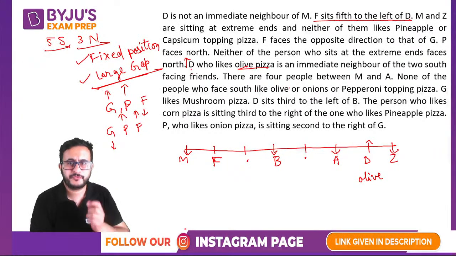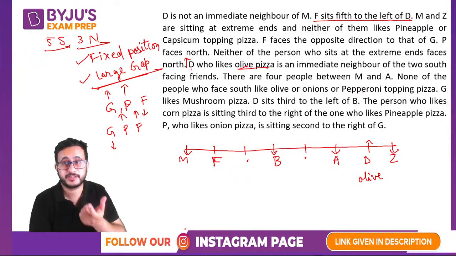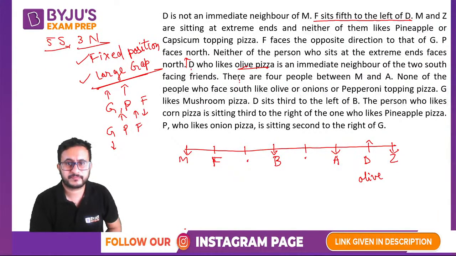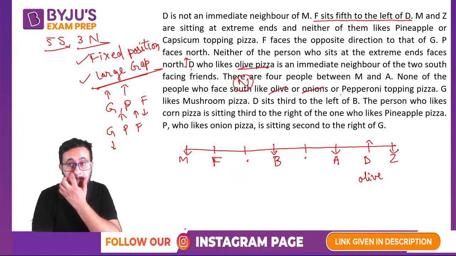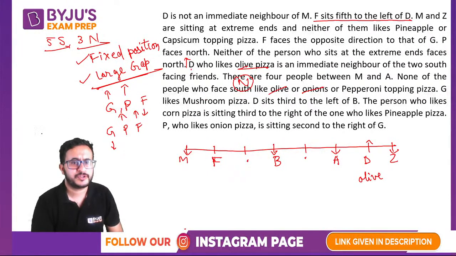So none of the people who face south like olive or onions or pepperoni, right? So these are the people who face north. So olive is done. We have onion, P is onion. So that is also known. Third person will be pepperoni. But G likes mushroom pizza. So that means G faces south direction.